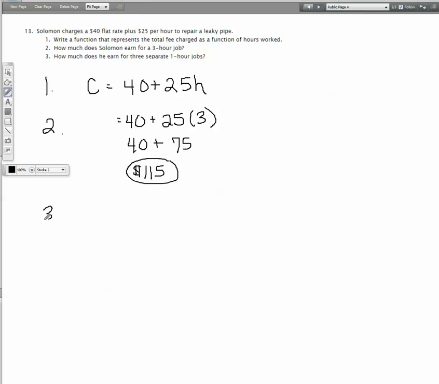Part 3 here, how much does he earn for 3 separate 1-hour jobs? So let's just see how much he earns for a 1-hour job. So 40 plus 25 is $65. Now, if he has 3 1-hour jobs, let's go ahead and take 65 times 3. And Solomon is actually going to make $195 for those 3 separate 1-hour jobs. So he is going to make more on the separate 1-hour jobs than if it were one job that took 3 hours.